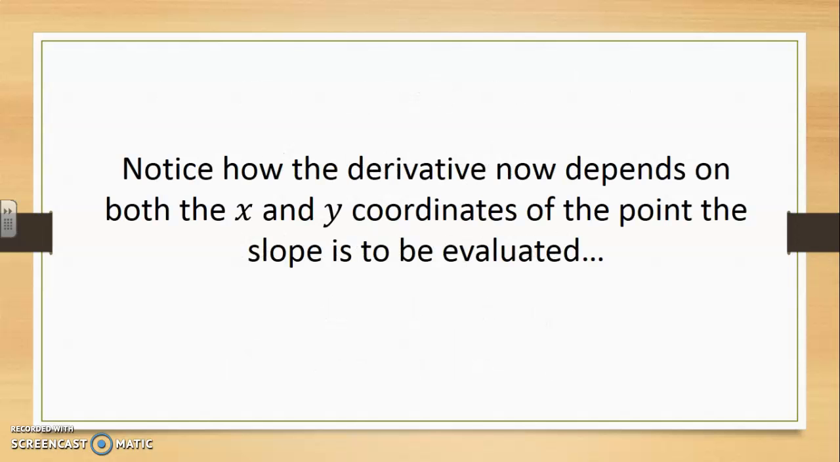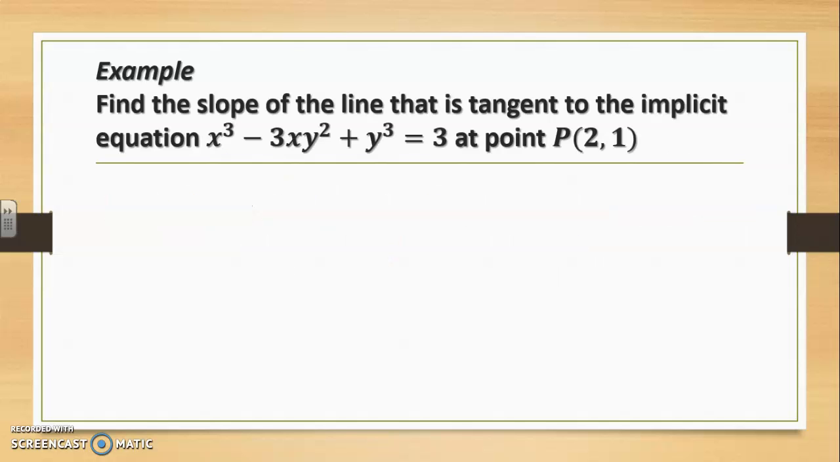Notice how the derivative we found depends on both x and y coordinates for the point where the slope is to be evaluated. So we're going to have to supply the x and y coordinate of the curve where this measurement takes place. For instance, if we wish to have the slope of the line that's tangent to the implicit equation that you were provided with earlier at point (2, 1), first thing we would do is, well, potentially verify the point actually fits.